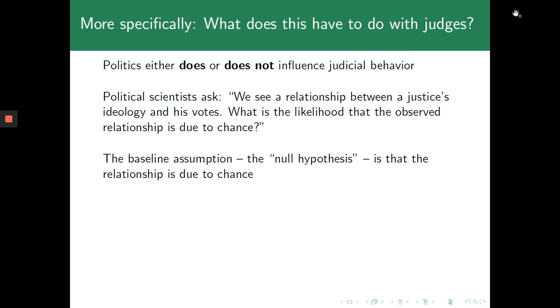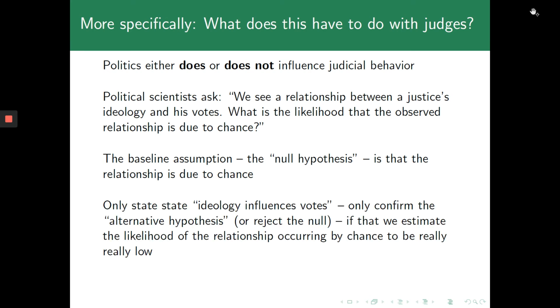The baseline assumption, what in the scientific tradition is called the null hypothesis, is that the relationship is, in fact, due to chance. It's a coin toss. It's no different than a coin toss. It's random. The only time a scientist would state that ideology influences votes, which is called the alternative hypothesis or rejecting the null hypothesis, is if they estimate the likelihood of that relationship occurring by chance being very, very low.